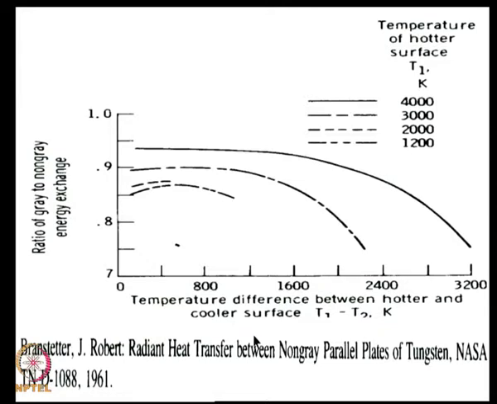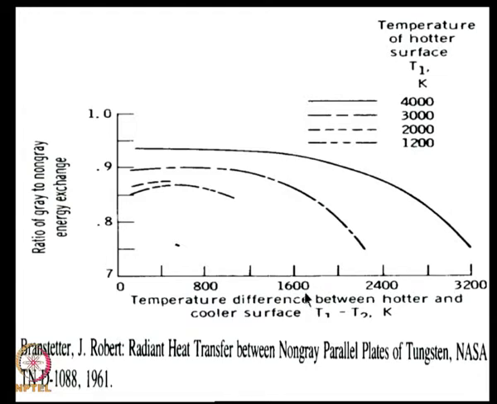You can multiply by a factor like 0.95 to get the correct answer. So, for a temperature difference of 0 to around 1000 or 1600, I would say, you can see that the ratio is almost a constant. So, that is useful information for an engineer, that you can use gray surface approximation and have a correction factor and you can manage.